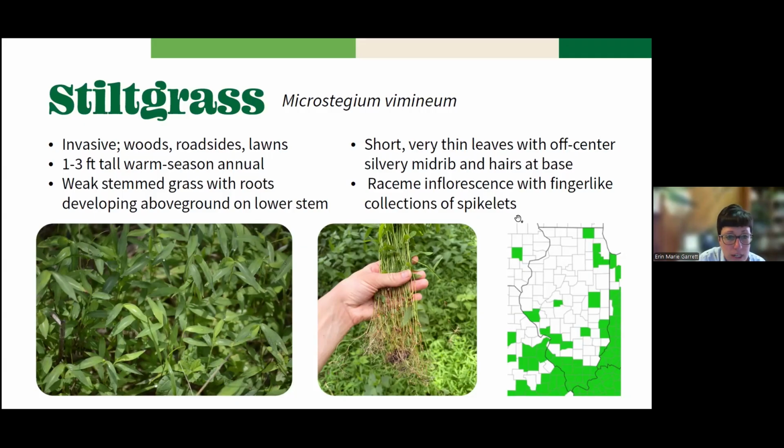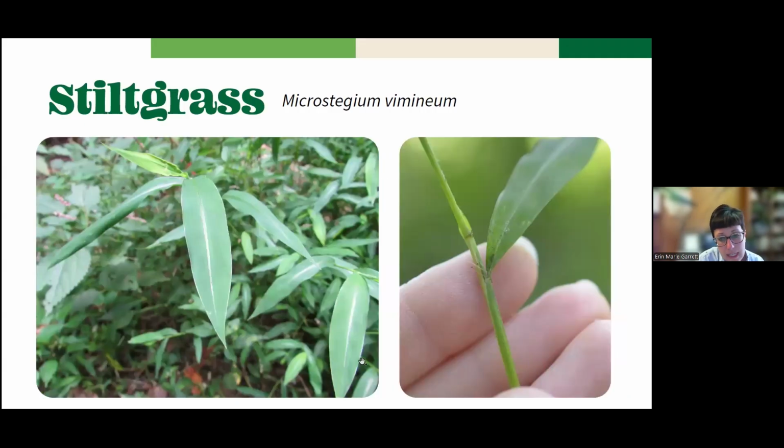Let's take a closer look at this one. So again, we can see here more on this leaf. We always want to look at multiple leaves for any characteristic, right? This midrib looks pretty close to center. This one here is more off center, but we can see that silvery, translucent midrib. Here we can see some of those sparse hairs at the base of the blade. I wouldn't really categorize that as a ligule in this case. Those hairs, I would just say are at the base of that blade.